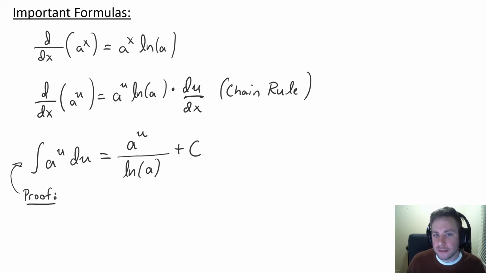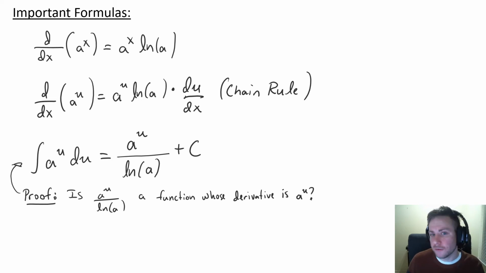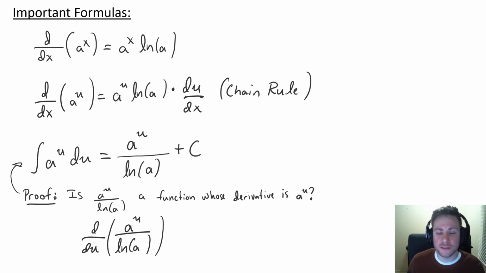Keep in mind that asking for an antiderivative of a to the u is the same as asking for a function whose derivative is a to the u. So this is what I'd like to know. Is a to the u over ln of a a function whose derivative is a to the u? If it is, then by definition, it's an antiderivative. So let's take the derivative of this and find out whether the answer to this question is yes or no.